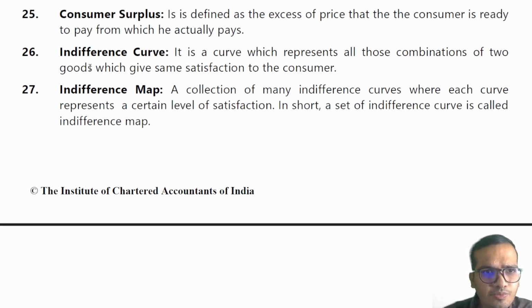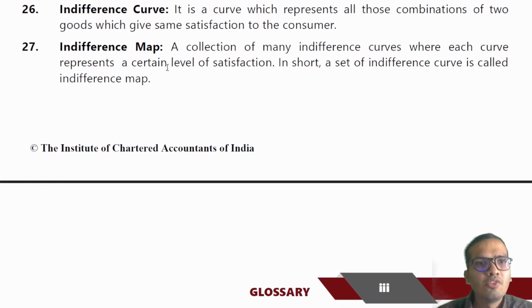Then comes indifference curve. So it is a curve which represents all those combinations of two goods which give the same satisfaction to the consumer. Then comes indifference map. So it is a collection of many indifference curves where each curve represents a certain level of satisfaction. In short, a set of indifference curves is called an indifference map.